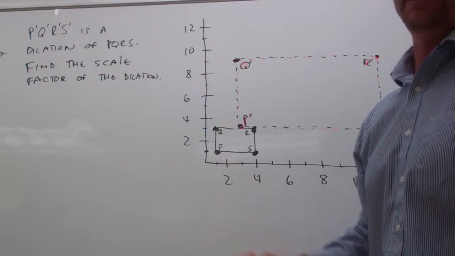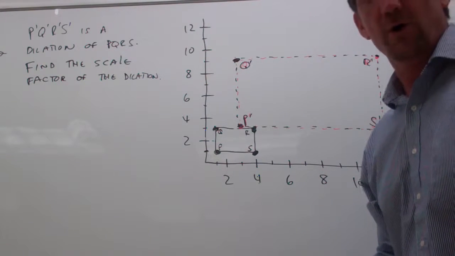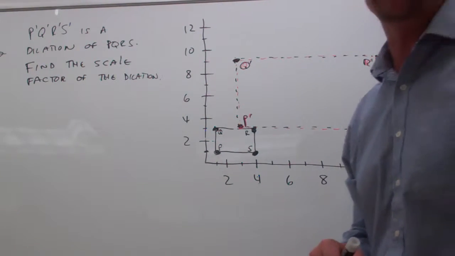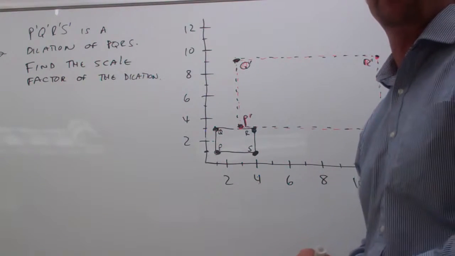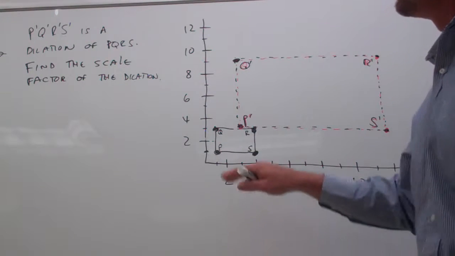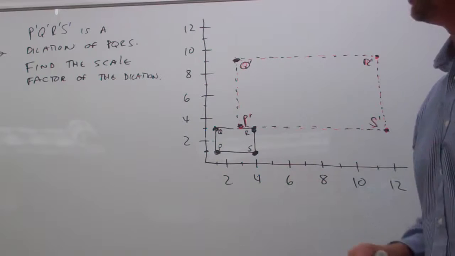Now, a dilation can either make an image bigger, in which case we call it an enlargement, or it can make it smaller, in which case we call it a reduction. But they are both dilations. That's the type of transformation they are. A dilation can make an image bigger or smaller. So here we're saying that PQRS prime is a dilation of PQRS.